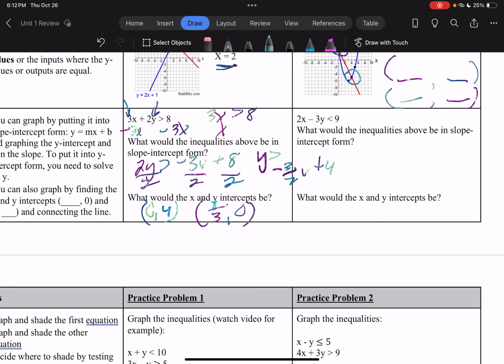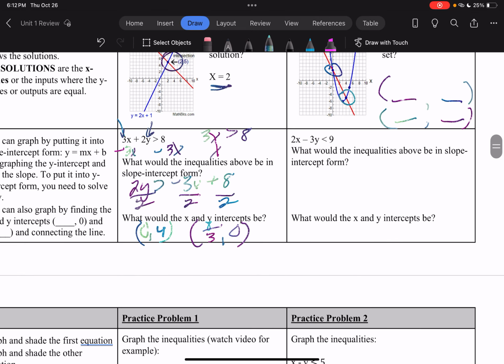Okay, let's look at the other one over here on this side. If we have 2x minus 3y is less than 9, if I want to solve for slope-intercept form, I'm going to subtract 2x from both sides. So that'll give me negative 3y is less than negative 2x plus 9. Divide both sides by negative 3. Now again, I'm dividing by a negative, so we're going to convert this to y is greater than. A negative divided by a negative is a positive, so 2/3 x. And then a positive divided by a negative is a negative, minus 3.